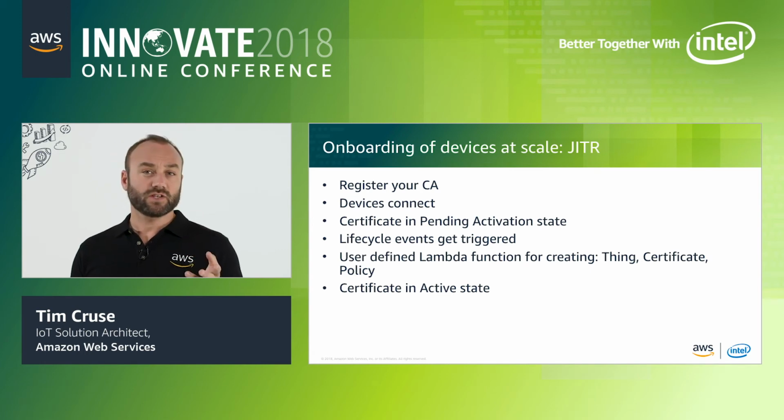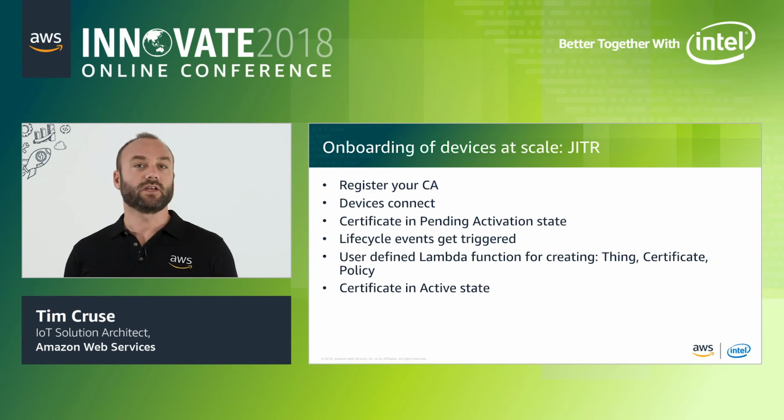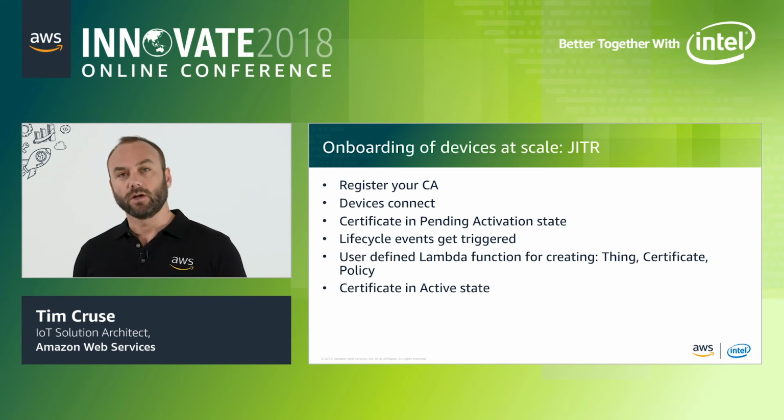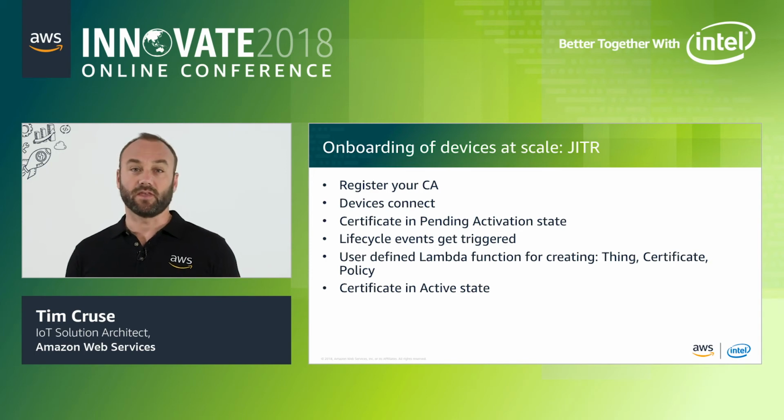Simply, you register your own custom CA. Devices which are given their own unique certificate connect to AWS IoT Core. Certificates are registered in pending activation state. And then lifecycle events are triggered on custom topics on which you can attach rules that will trigger Lambda functions. Within those Lambda functions, you can provision things, policies, attach certificates, change group structures, implement some custom business logic, etc. When done, you change the certificate to active and your devices are good to go.